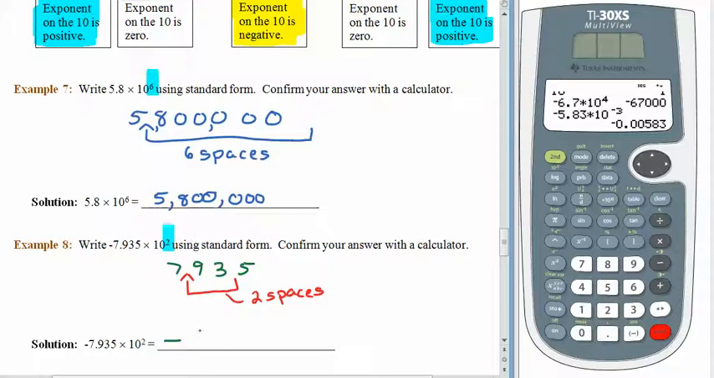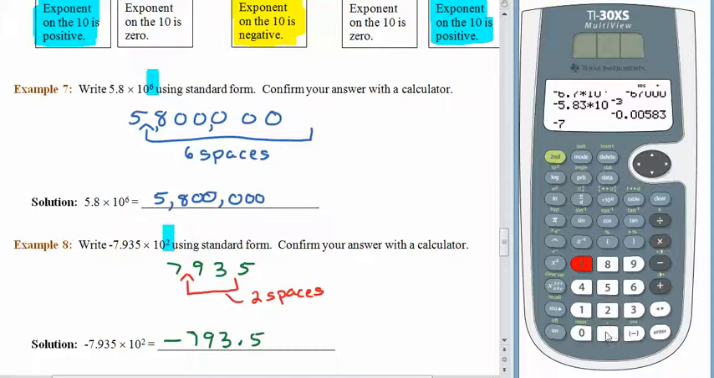So this should be negative 793.5. Again, let's double check. Negative 7.935 times 10 to the 2nd power is, there we go. Good, we make sure that what we started with matches our ending value.